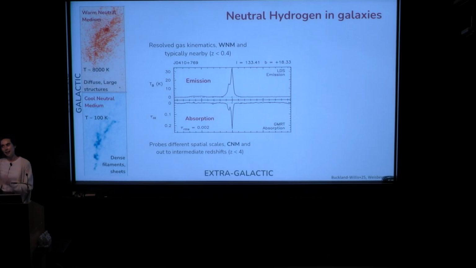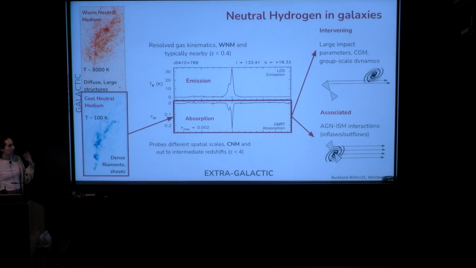And so that means we can see it out to much further redshifts, up to a redshift of about 4. And we also know that it tends to probe the cold neutral medium. So again, kinetic temperatures of 100 Kelvin or so, and it tends to be clumping in much denser structures. For my observational science, I'm interested primarily in absorption. So we're looking at the cool neutral medium.